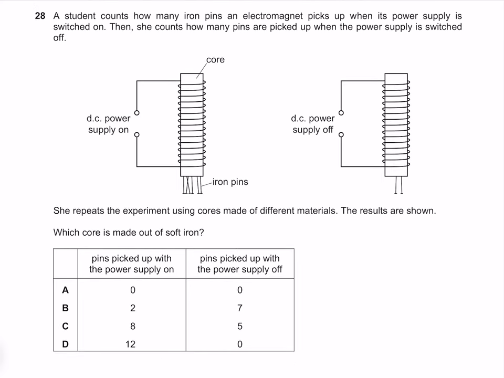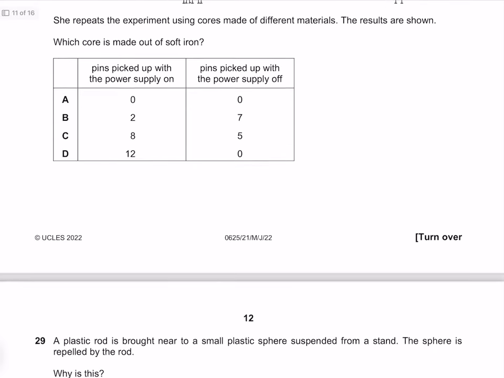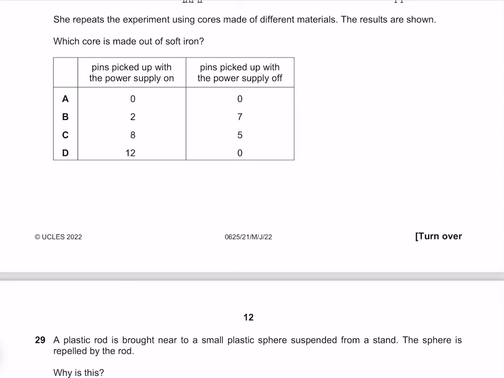A student counts how many iron pins an electromagnet picks up when its power supply is switched on. Then she counts how many pins are picked up when the power supply is switched off. She repeats the experiment using cores made of different materials. The results are shown. Which core is made out of soft iron? When iron is exposed to a magnetic field, it behaves like an electromagnet, and so we will have pins picked up. However, when the power supply is switched off, the soft iron will quickly lose its magnetism and will be unable to pick up any pins. So our answer is D.